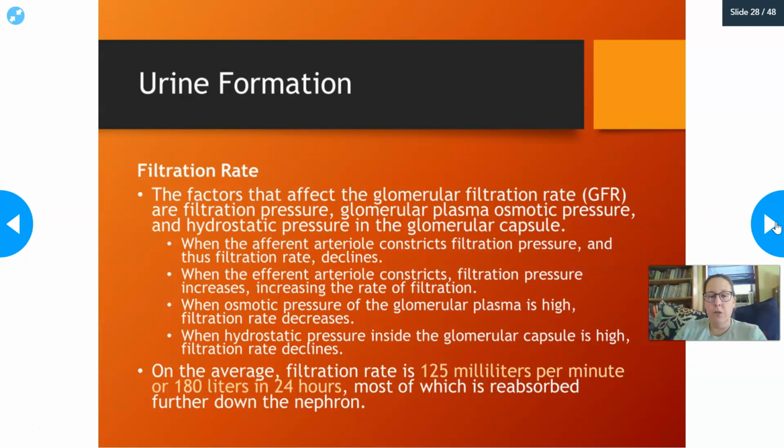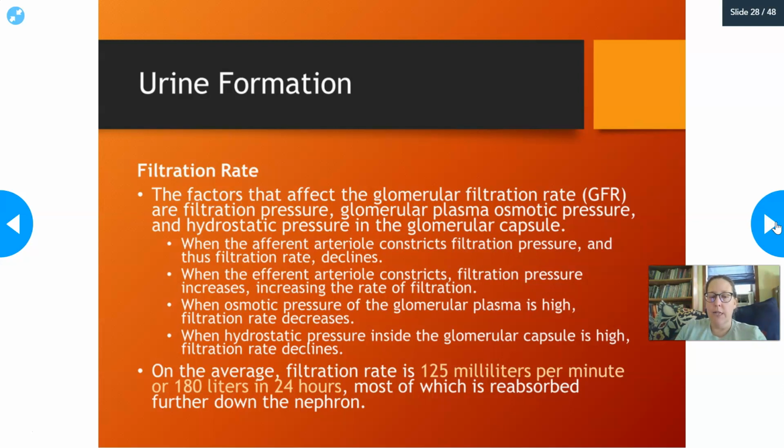When the efferent arteriole constricts, so remember you have the large afferent one here and the small efferent, and if it constricts even more, then the filtration pressure would increase because the difference is even greater. So that would increase the rate of filtration. When the osmotic pressure of the glomerular plasma is high, so your protein content in the plasma is high, the filtration rate would decrease because it's constantly pulling a lot of water back to itself, back to the proteins, right?